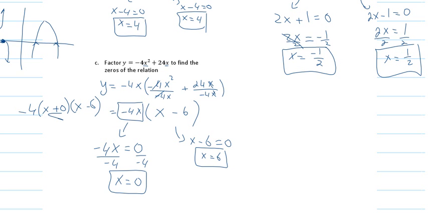So in this case, I'm going to have 2 zeros, one at 0 and one at 6. And then this is going to open downward, so it's going to look like this. Okay. Why is it opening downward? A is negative 4, right?